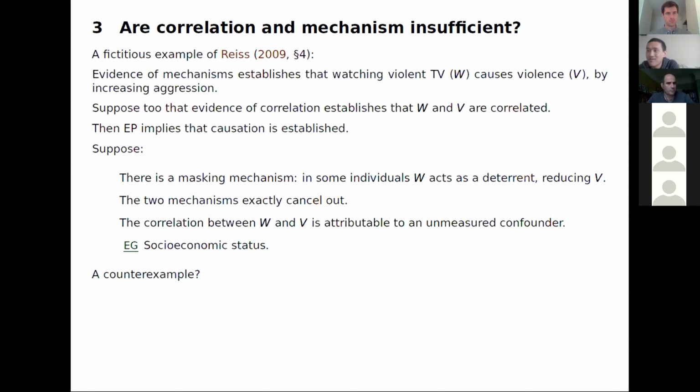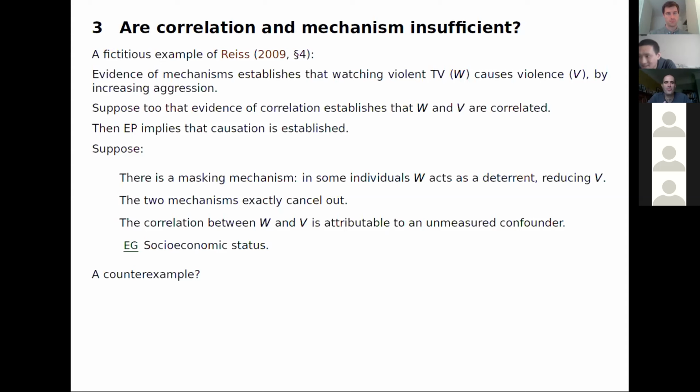Second, as we have emphasized in section 1, as John just emphasized, one needs to establish the complex of mechanisms linking the cause to the effect. It is not enough to just consider a single pathway of action. One needs to rule out masking mechanisms. And in this case, we didn't rule out the psychological mechanism as a masking mechanism.